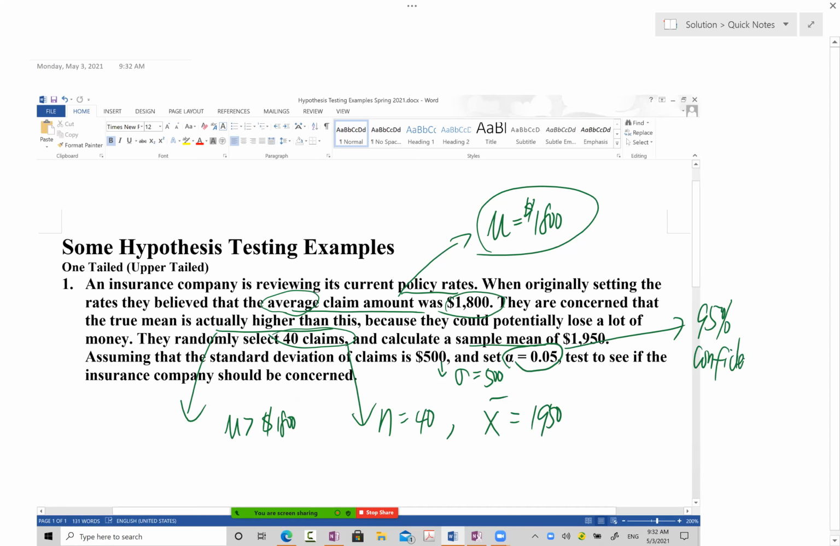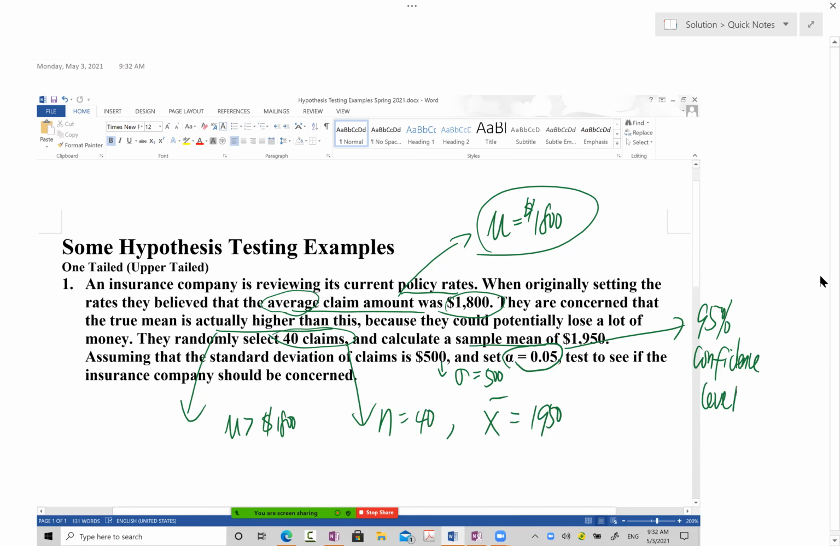So the confidence level is 95%. Going vice versa, if you know the confidence level, you know alpha because they are complements. Okay. So, test to see if the insurance company should be concerned.